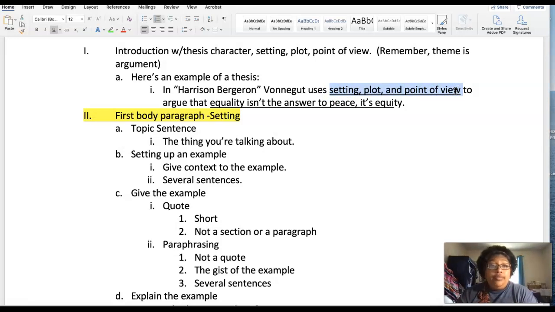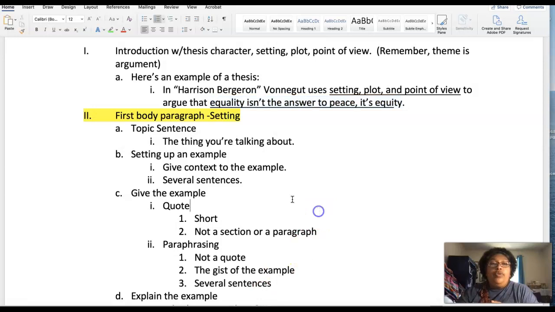You can look at character and plot and setting, and you can look at whatever you want to look at. And then you say what the argument is. Remember, 5 to 7 words. It is arguable. It is not a question, and it's not a fragment. It's almost a full statement essentially. So this right here is the argument that I'm presenting in this example.